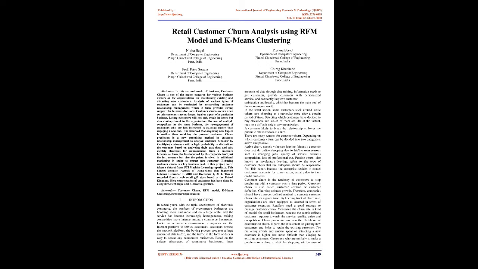In this project, we've taken a dataset from the UCI Machine Learning repository. This dataset contains records of transactions that happened between December 1, 2010 and December 1, 2011. This is recorded from a web retail gift store based in the United Kingdom. Here, segmentation of customers has been done by using the RFM technique and K-means algorithm. Keywords: customer churn, RFM model, K-means clustering, customer segmentation.